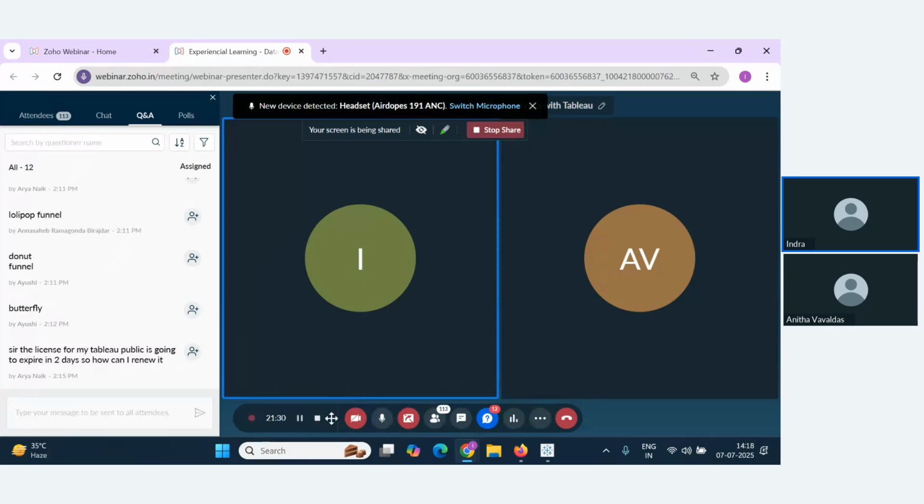Tableau Public license will not expire, Arya. If you are having Tableau Desktop, it will get expired.